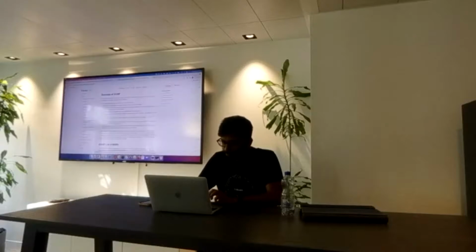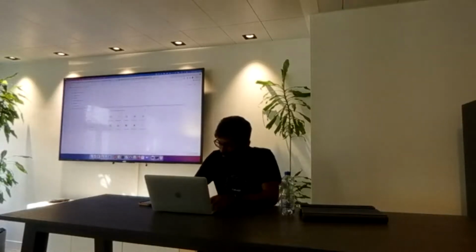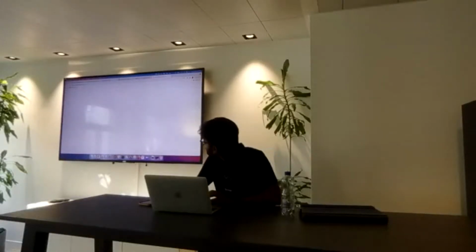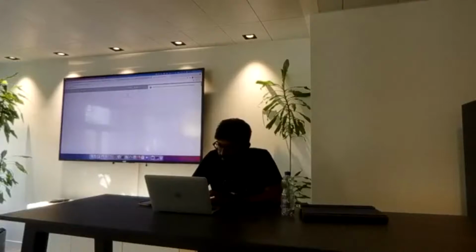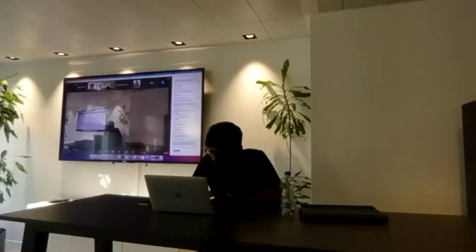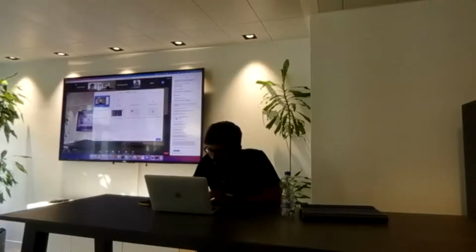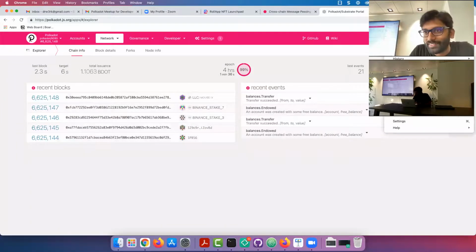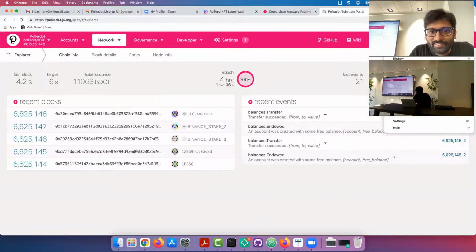I can quickly open Polkadot.js. You'll be able to see everything on it right off the bat. I'll probably share it for people viewing this as well. All right. So yeah, the first two validators you see right there are Binance. I hope you can see.